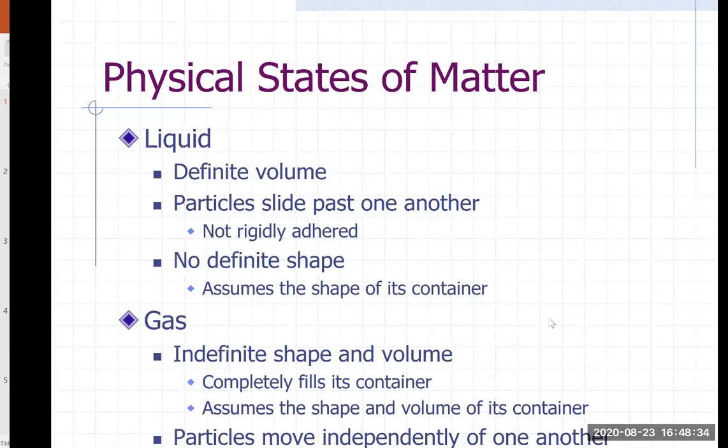Gases, another physical state of matter, have an indefinite shape and volume. A gas will completely fill its container. So if you open a bottle of perfume in a room, pretty soon everyone in the room is going to be able to smell it. They assume the shape and the volume of their containers, and the particles move independently of one another. So the particles are not rigidly adhered. They are not tightly packed. They move independently, and there's a lot of space between them.